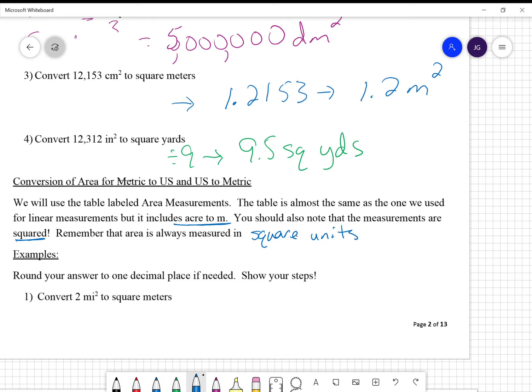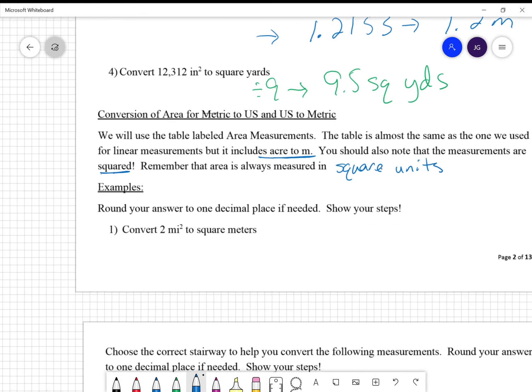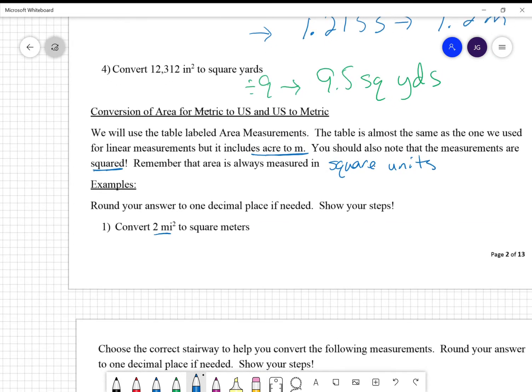Okay, round your answer to 1 decimal place and show your steps. So I want to convert 2 square miles to square meters. This is where I'm going from English to metric. I'm not going English to English or metric to metric. So if I'm going from one system to another system, I need to use that table.